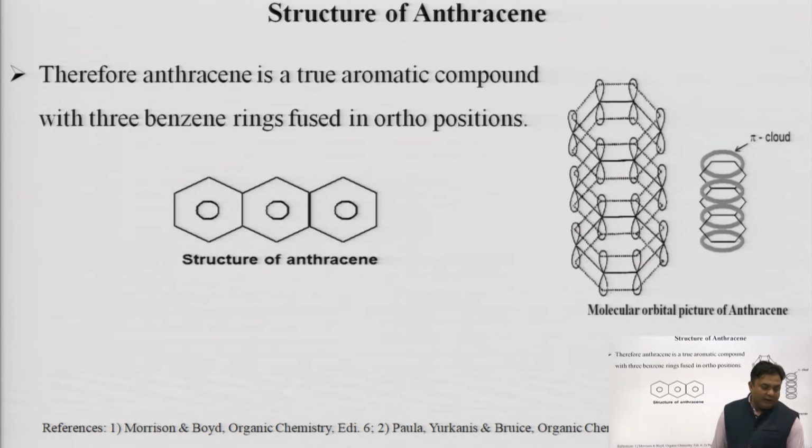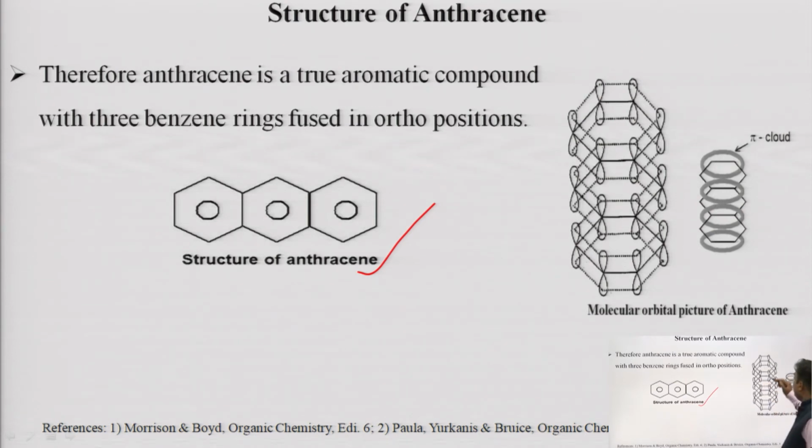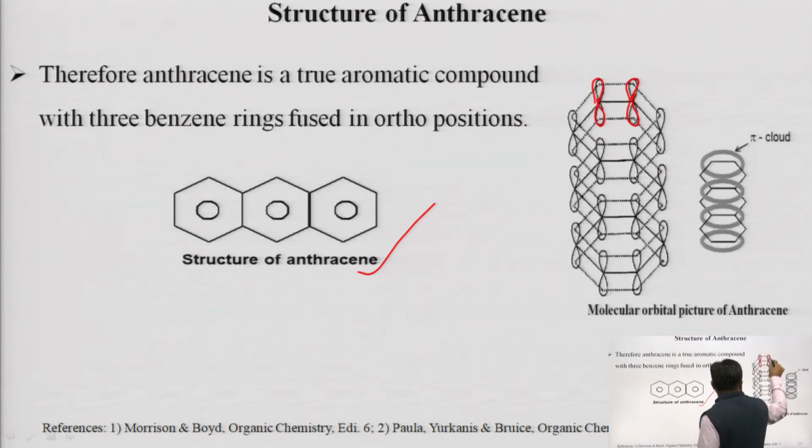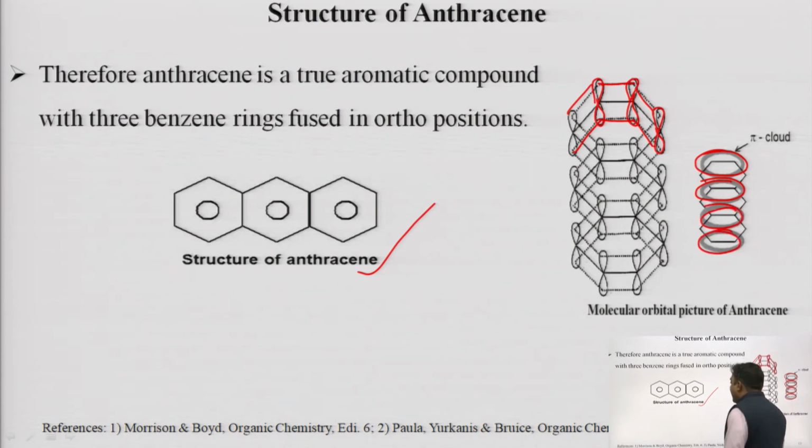Again, you can see the structure of anthracene is this. It is confirmed by various analytical and synthetic evidence, and here you can see this perpendicular p orbital on the carbon of anthracene, and these are overlapping laterally. Because of that, the plane of the anthracene has an electron cloud above and below it.